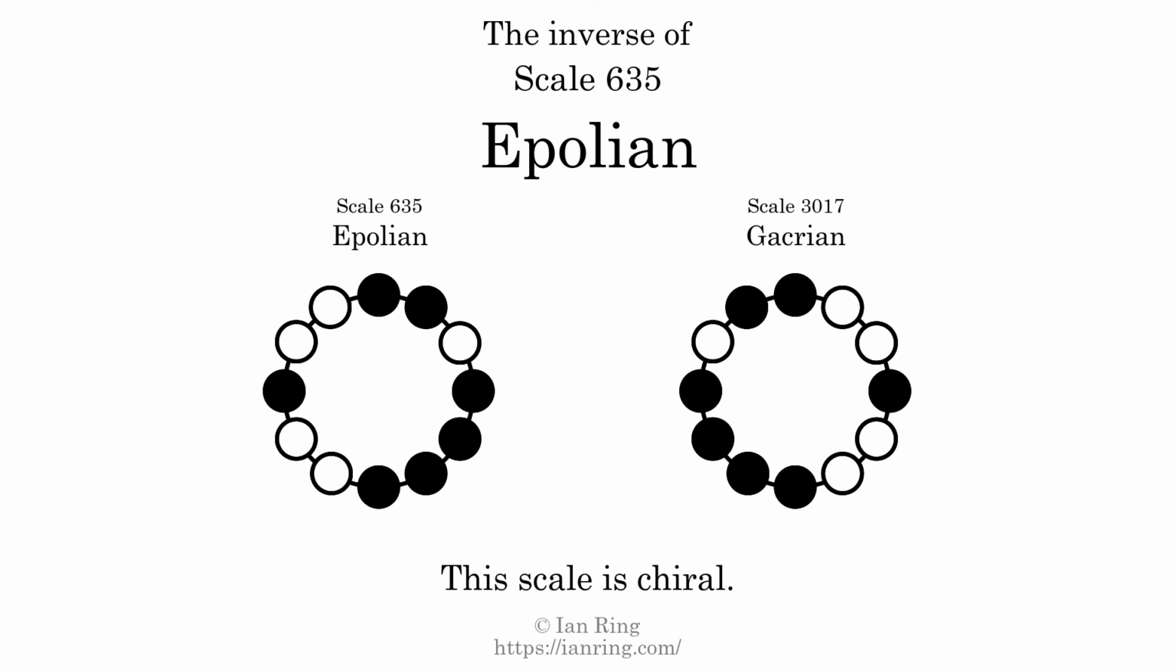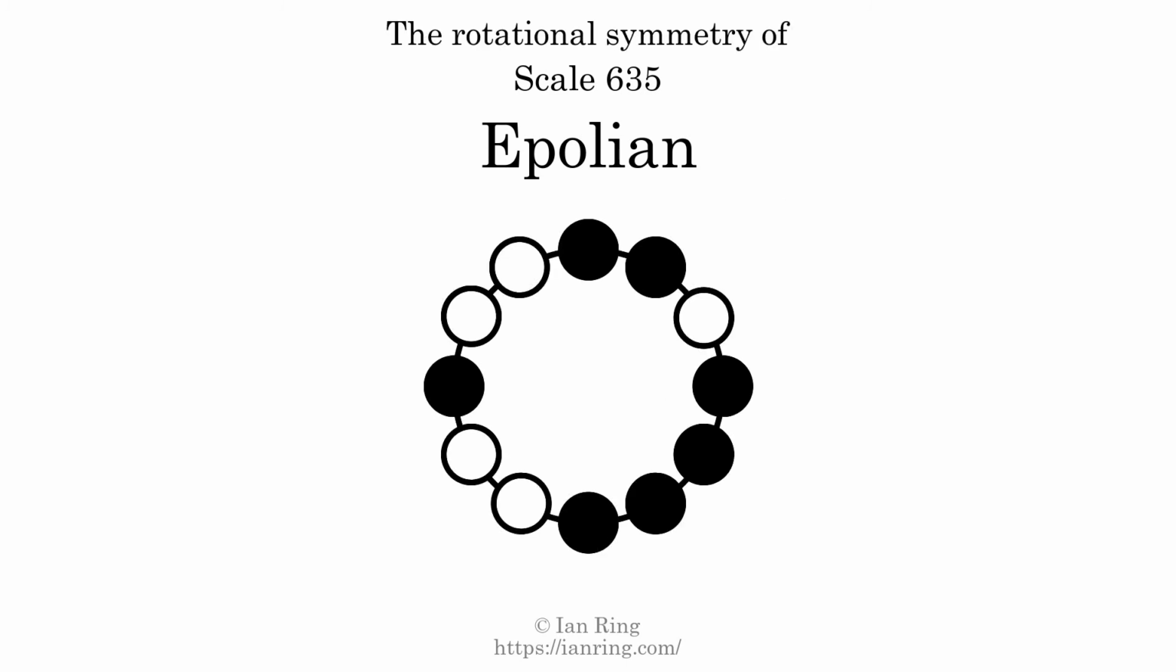The inverse of a scale is a mirror image. It is what you get when the sequence of intervals is reversed. The inverse of this scale is scale 3017, also known as Gacrian. This scale is chiral. It cannot transform into its inverse by rotational transformation. This scale has no rotational symmetry.